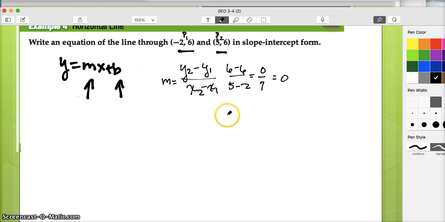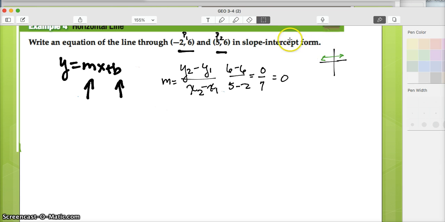Do you remember when we have a slope of 0? Hopefully you're thinking right back now that a slope of 0 is when we have a horizontal line. So we don't have a slope to use. What we need to figure out is what's the y-intercept.